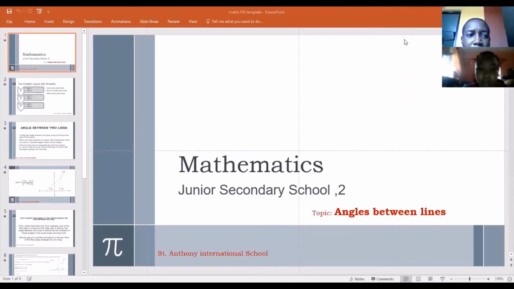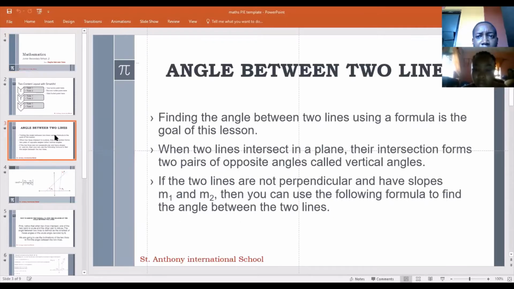All right, Excel, welcome to today's class. Today we'll be talking about angles between lines. The subject we're taking today is mathematics. As you have on your screen, Mathematics for Junior Secondary School, topic of today, angles between lines. First, we need to know what angles between lines actually mean. That will be finding the angle between two lines using a formula, which is the goal of this lesson.